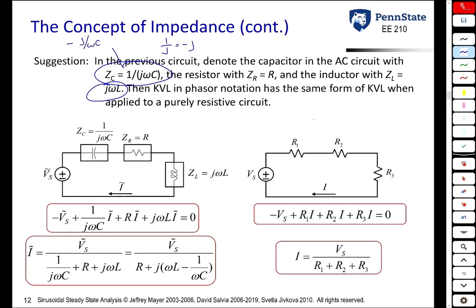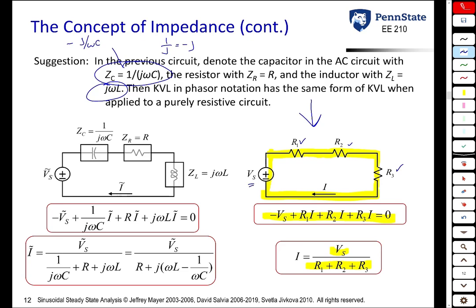So let's look here first. If you had a DC situation where you had a voltage source Vs, resistors R1, R2, and R3, if you did the KVL, you get minus Vs plus a voltage drop across the first resistor, R1 I, plus a voltage drop across the second resistor, R2 I, plus a voltage drop across the third resistor, R3 I, is equal to 0. We get that expression there. Solving for I, and it's Ohm's law, we see that the current is just the voltage across the series resistances divided by the resistances.